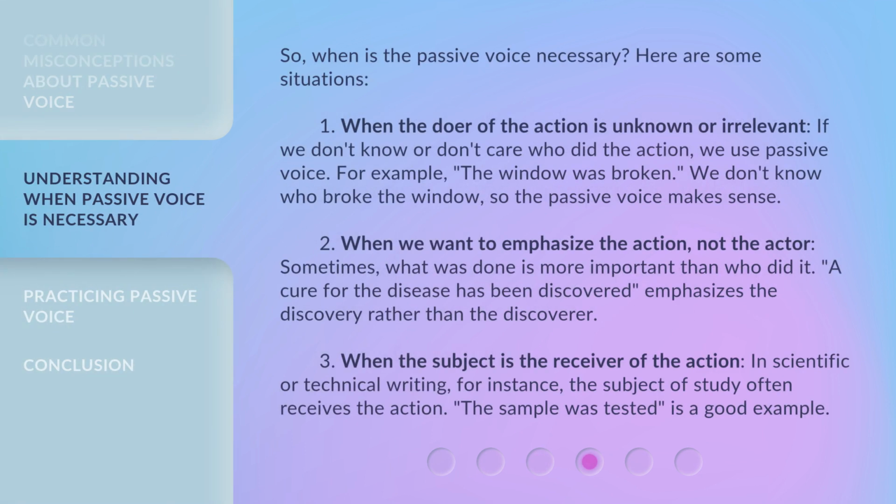So, when is the passive voice necessary? Here are some situations. 1. When the doer of the action is unknown or irrelevant. If we don't know or don't care who did the action, we use passive voice. For example, "The window was broken." We don't know who broke the window, so the passive voice makes sense.